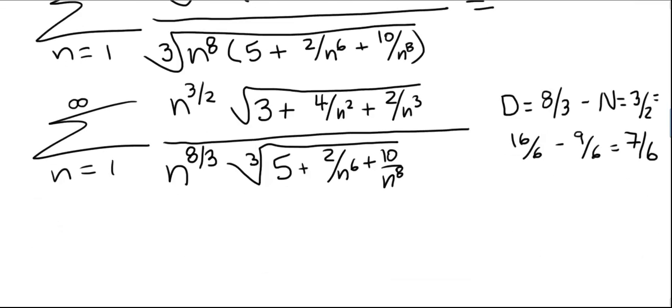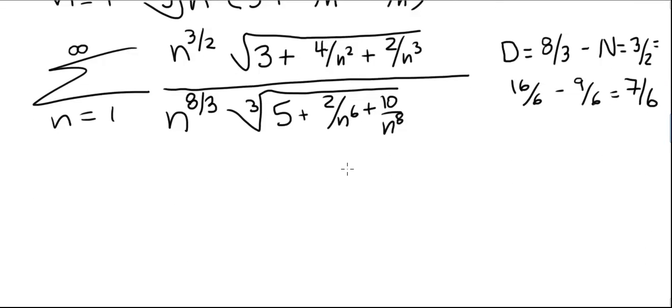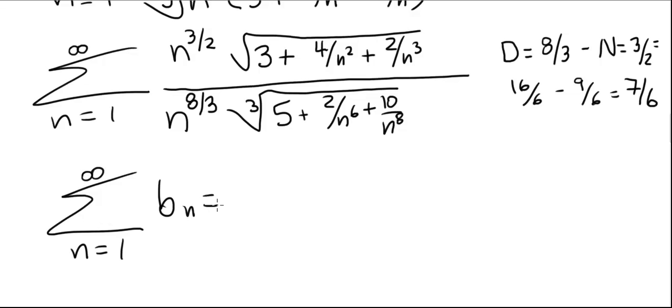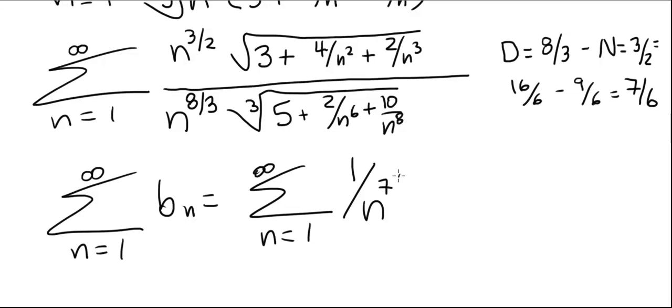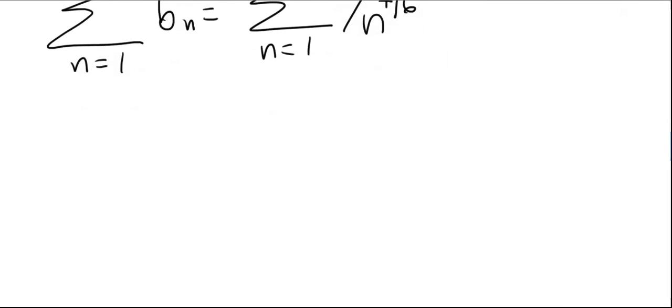This 7 over 6 is a big clue for how to select our b_n series. We want to select our b_n series to be the simplest series so that the difference between the highest power of n in the denominator and numerator is 7 over 6. And of course, the easiest series that will work is the summation from 1 to infinity of 1 divided by n raised to the 7/6 power. And now let's go ahead and implement a limit comparison test.